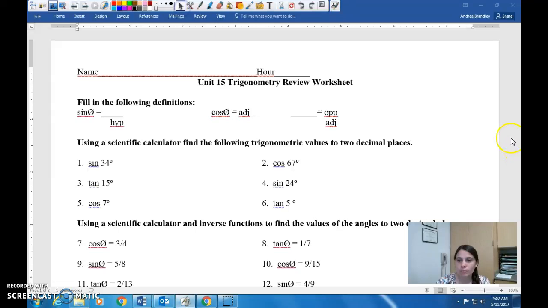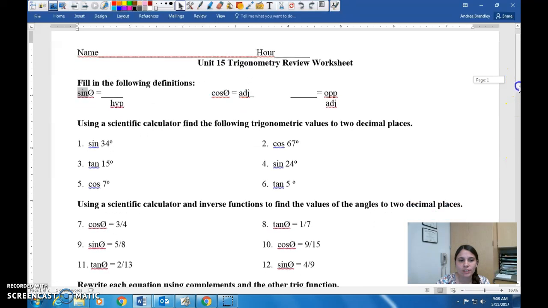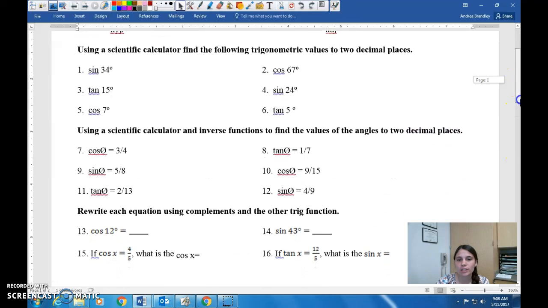So to start, I'm just going to show you one of each of these next types because it's really just a calculator thing. So if you have a scientific calculator, preferably, and you look right here to where my finger is pointing, there's a sine, cosine, and tangent right on the calculator. So that's all you're going to do for numbers 1 through 6, is enter it in your calculator.